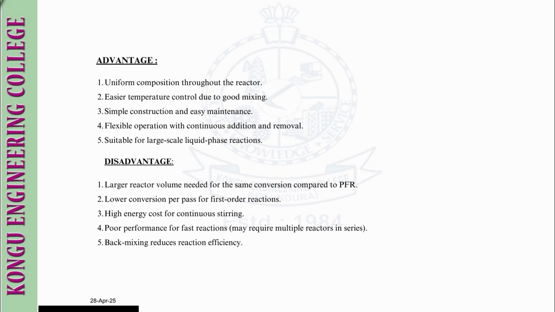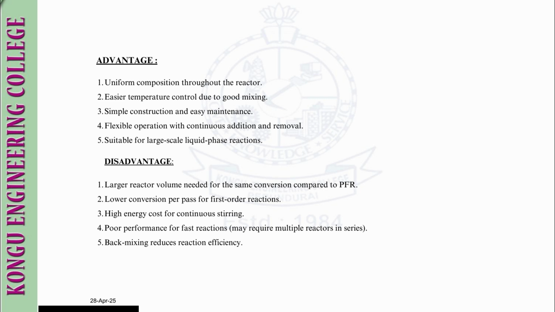Now, moving to the disadvantages. First, a CSTR requires a larger reactor volume to achieve the same conversion compared to a plug flow reactor. Second, it typically results in lower conversion per pass, especially for first order reactions. Third, the continuous stirring increases energy costs during operation. Fourth, for very fast reactions, a CSTR may not perform well, often requiring multiple reactors in series. And fifth, back mixing inside the reactor can lower the overall reaction efficiency. These points help us understand why CSTRs are highly popular but also where they might not be the best choice.